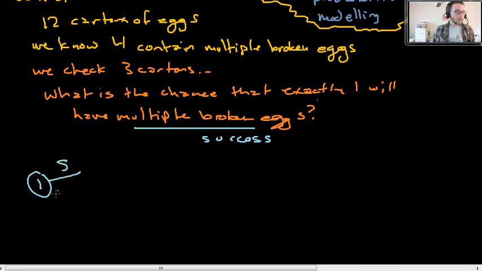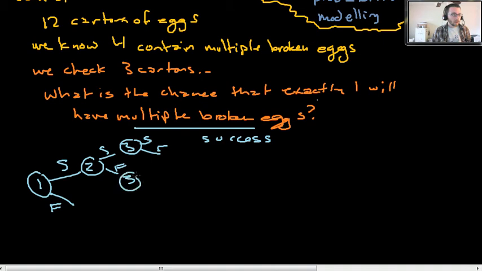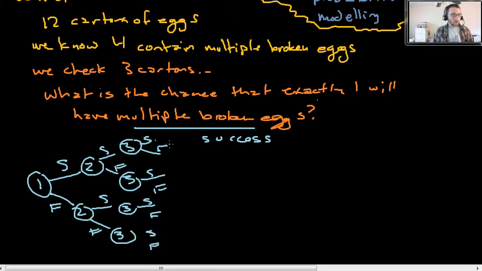So we check that first one, and we might either succeed at finding a carton with broken eggs or fail. And then we check the second one, and again we might succeed or fail. And we check the third one, and we might succeed or fail. Going back to this alternate reality where we didn't find one first, we might succeed or fail here. In the third case here, we succeed or fail. And here we also succeed or fail. So we have 1, 2, 3, 4, 5, 6, 7, 8 possible outcomes.